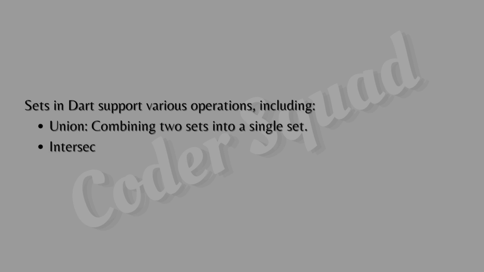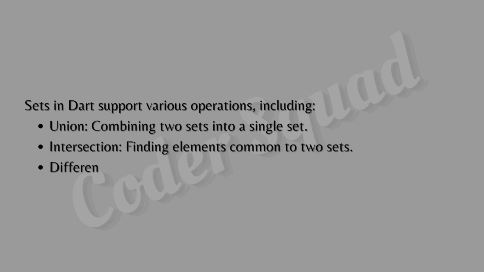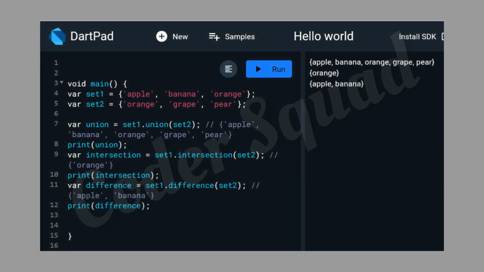Sets in Dart support various operations, including union, combining two sets into a single set. Intersection, finding elements common to two sets. Difference, finding elements present in one set but not in another.